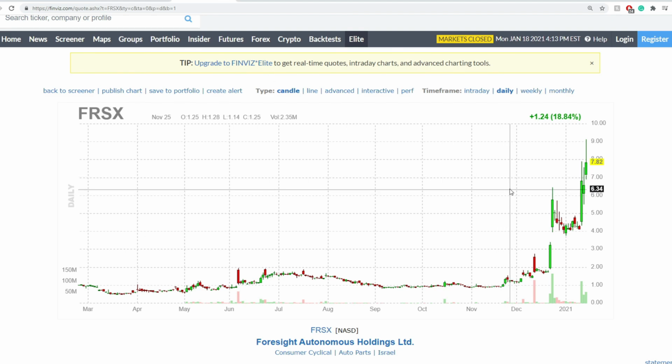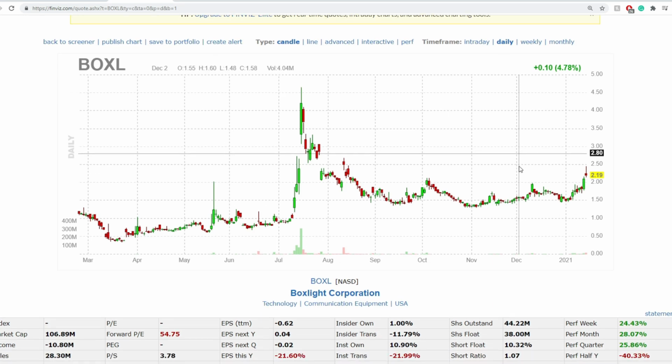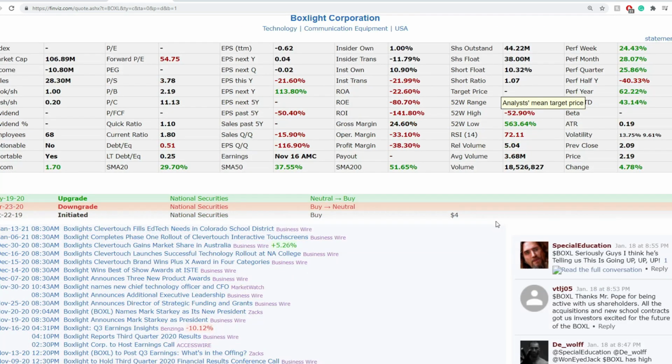Because this stock, you can short it, let's say at $9, and you don't cover at $7, and then all of a sudden it's $100, you messed up. So that's something to consider. Boxel, Boxlight Corporation. I traded this one a while ago. Okay, let's take a quick look.